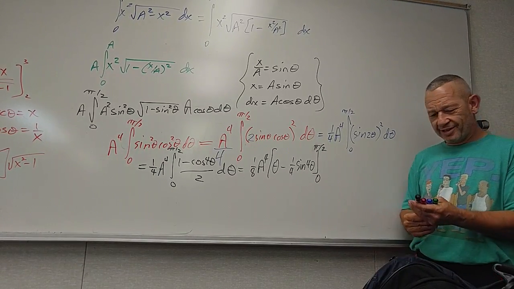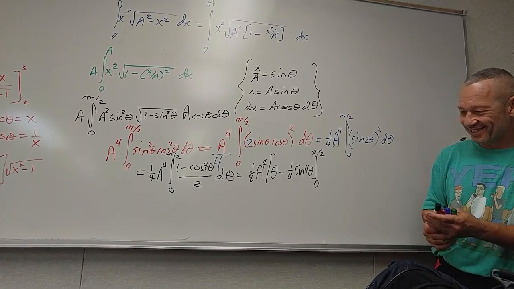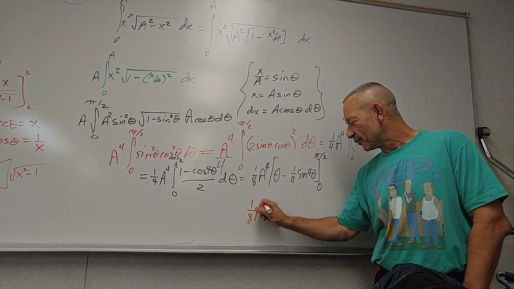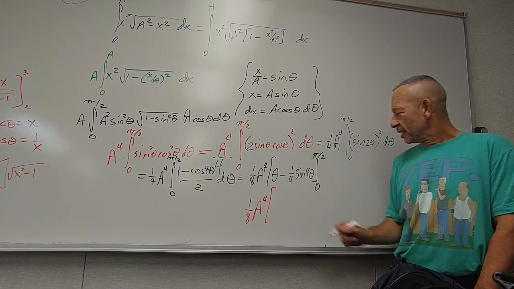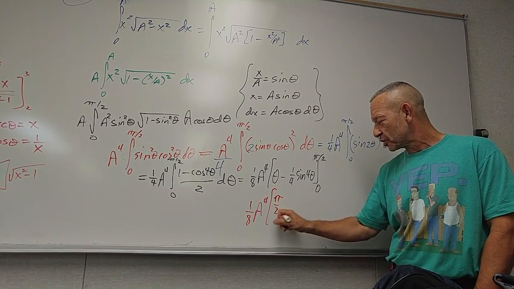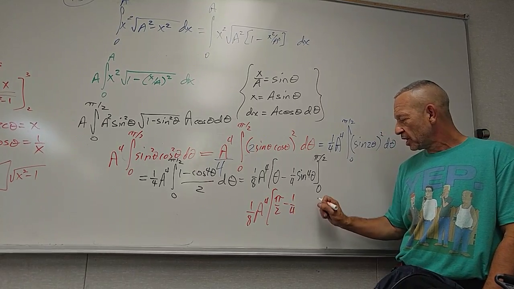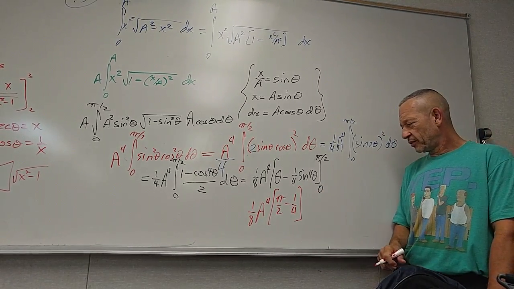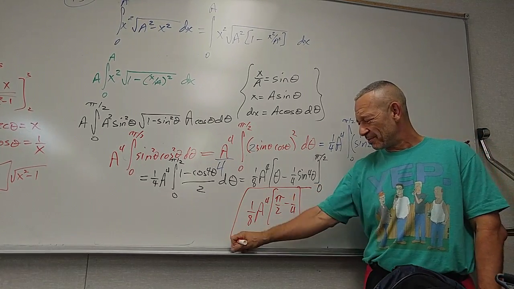So let's see, where are we on this? I hate these, but I hate math. 1/8, a to the 4th. I'm going to plug in pi over 2, so I get pi over 2 minus 1/4 sine of 2 pi, which is 0. And when I plug in 0, everything's 0. So leave it like that. What a mess.